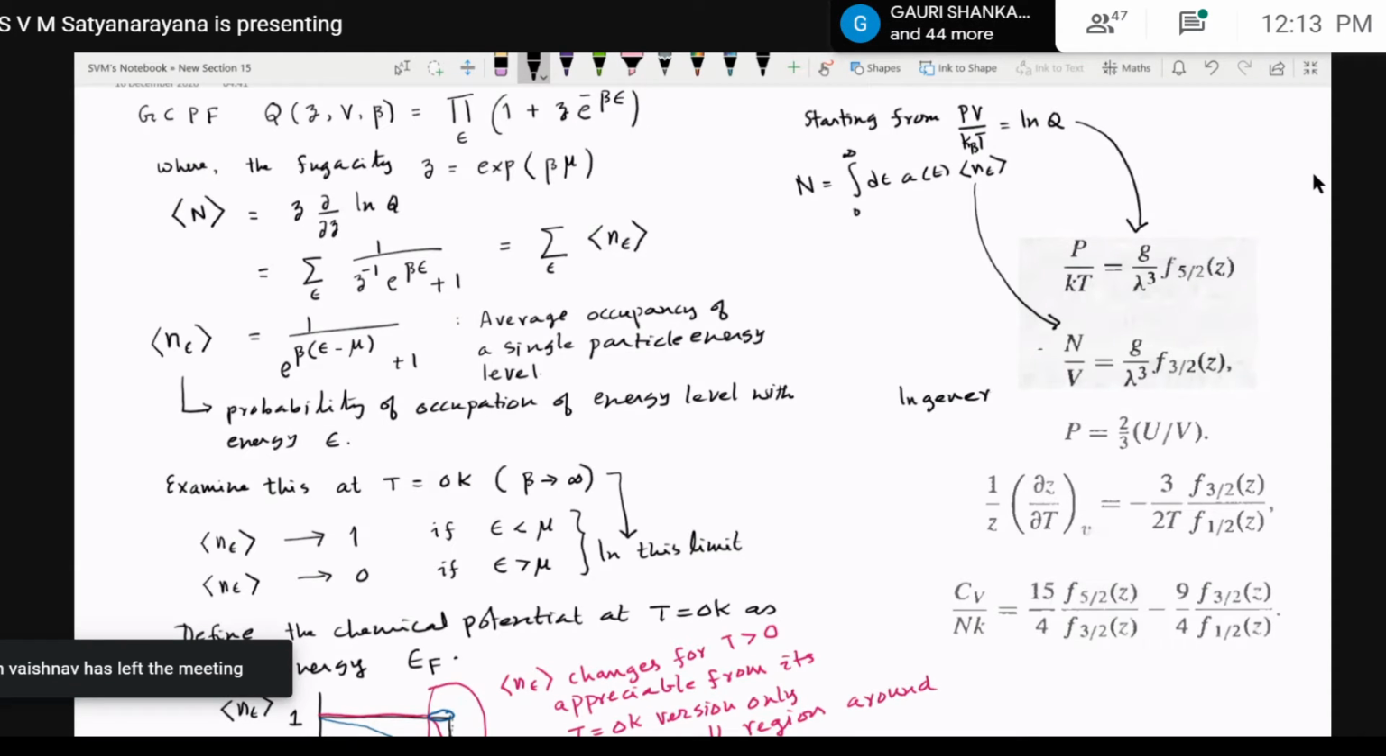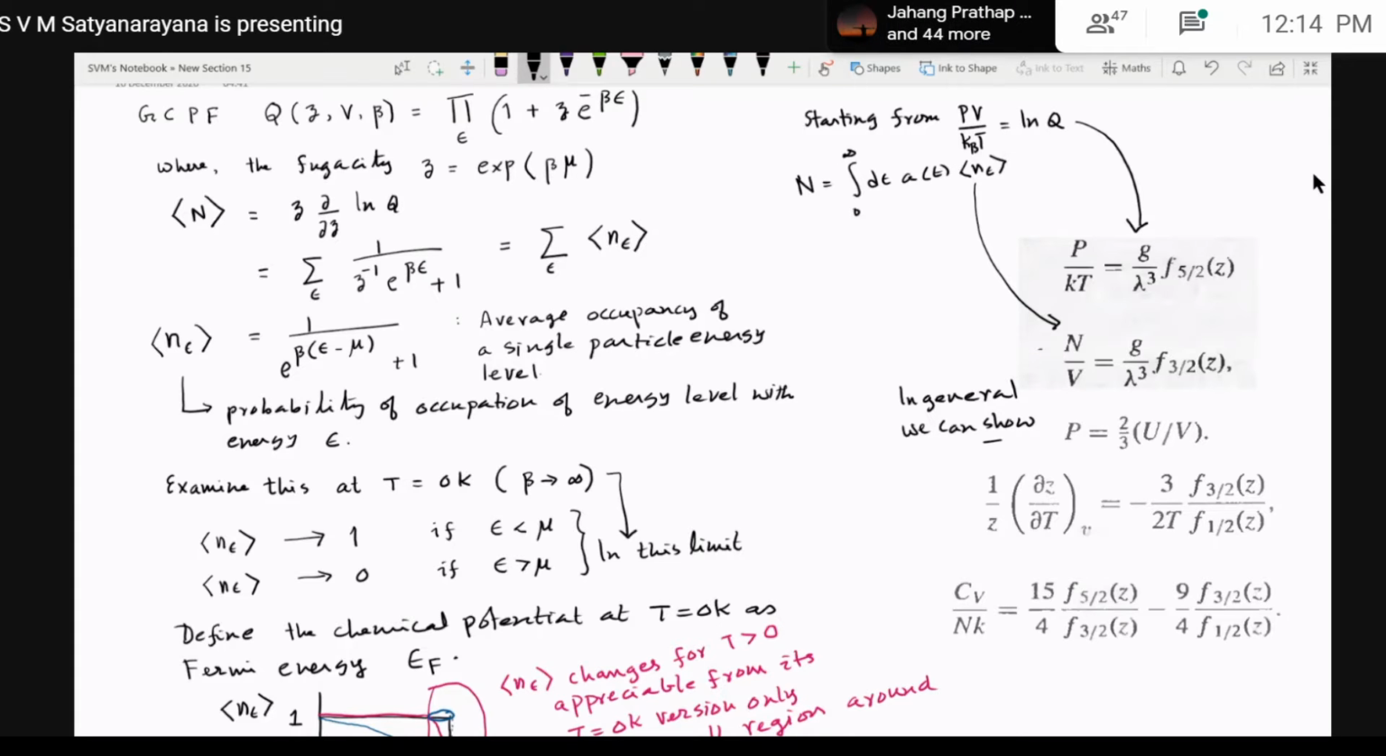In general, we can show this result. And of course, this is an identity. Once you define n and u in terms of this identity, in terms of these Fermi functions, we will be able to prove this identity.